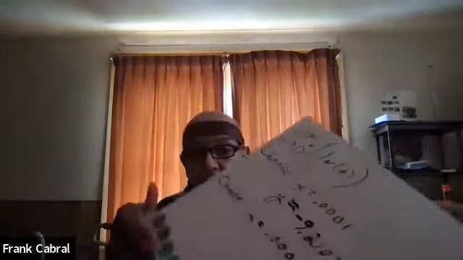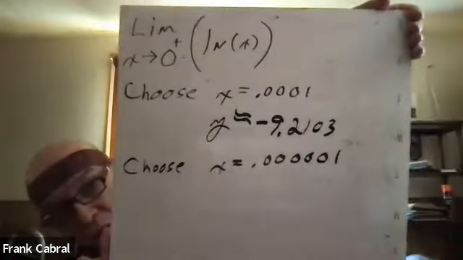So what I'm going to do in this example is choose another value of x even closer to 0 coming in from that side. So let me choose x equals 0.000001. That's like 1/1,000,000th. So that's getting very close to 0 coming in from that right-hand side. All right, so I'm choosing another value.